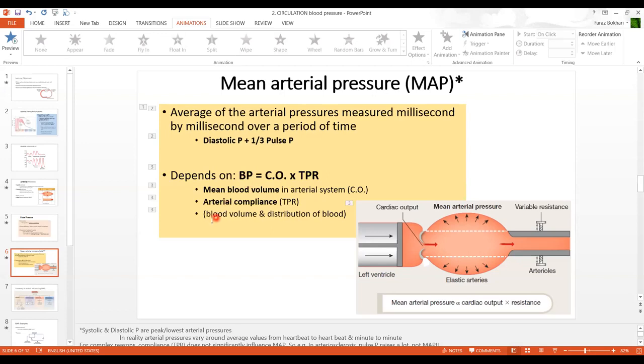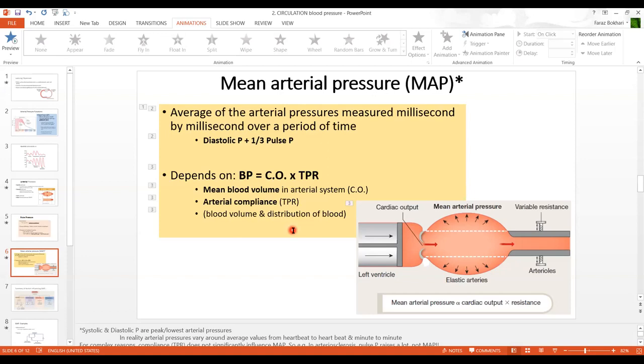Okay. Some two minor points here. One is blood volume. If somehow you have gotten a transfusion, or, Allah forbid, there is blood loss, so you have decreased volume in your circulation, blood pressure will fluctuate accordingly. So more blood volume, more blood pressure; less blood volume, less blood pressure. This is obvious. Distribution of blood, again, this is a minor point. The distribution of blood, where is more of the blood located?